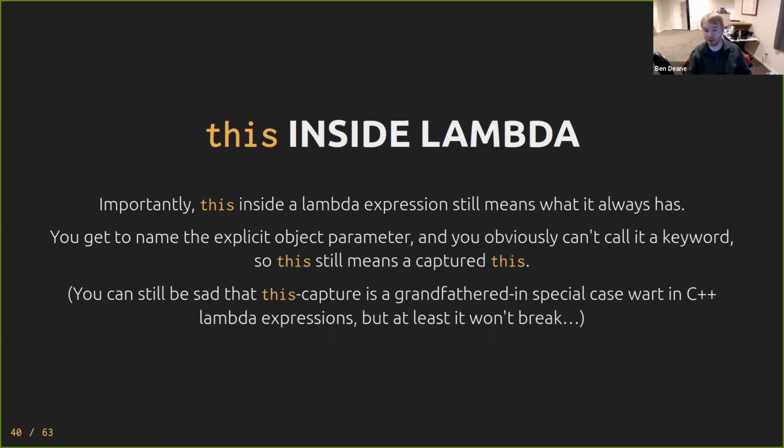So, as I mentioned a couple of times, this inside a lambda expression still means what it always has. It means the this that you captured. It means the object that you're in outside the lambda, right? It doesn't mean the lambda's closure object. You obviously get to name what we've been calling self. This remains a keyword, so you can't name it this. So there's no interaction there. There's no breakage. Of course, we can still be sad about this capture. In my opinion, it's a wart in C++. Basically, init capture solved everything, but we keep shoehorning in weird captures in lambdas like star this. I'm not sure why, but I recommend init capture.